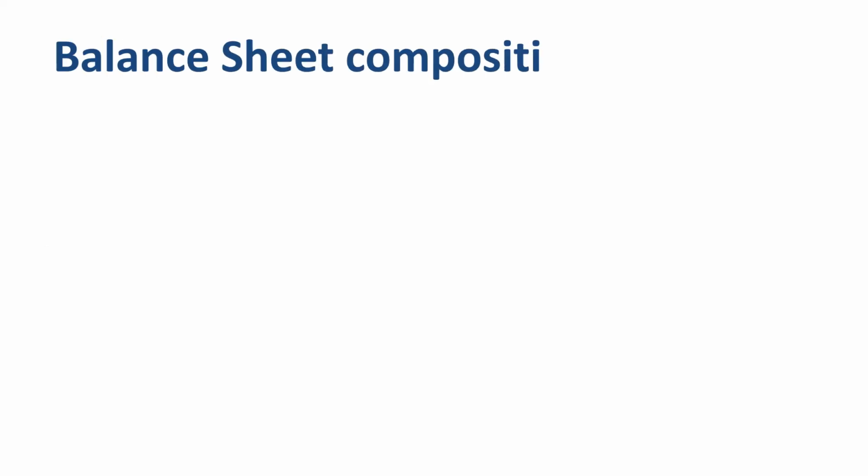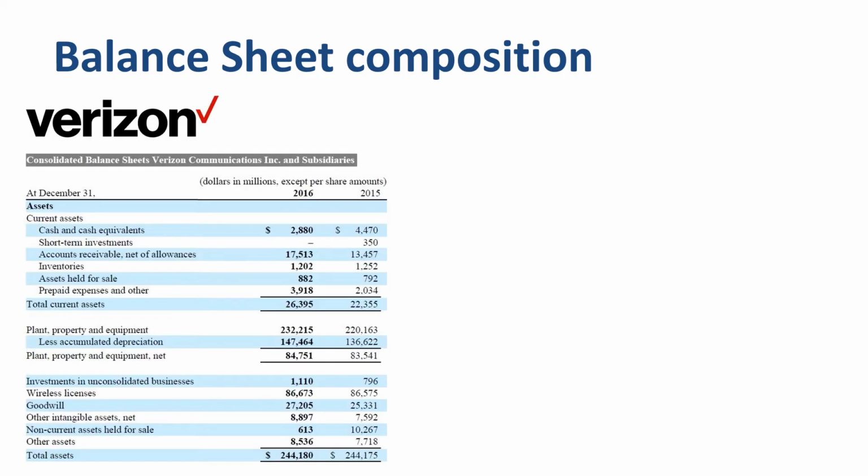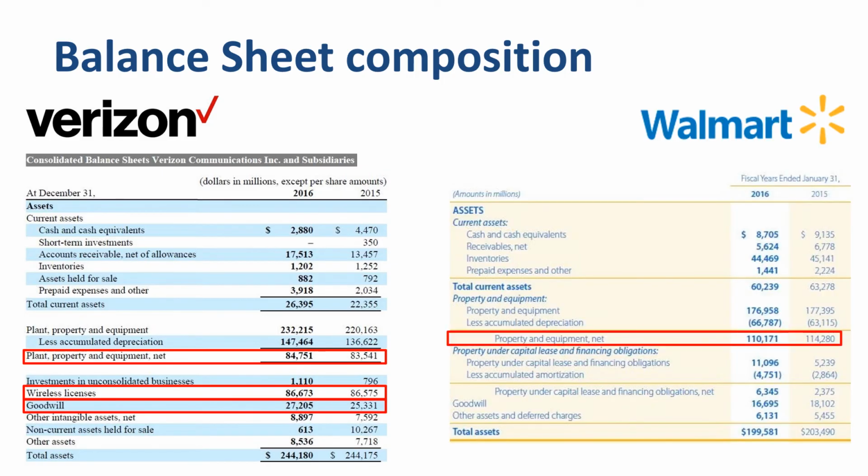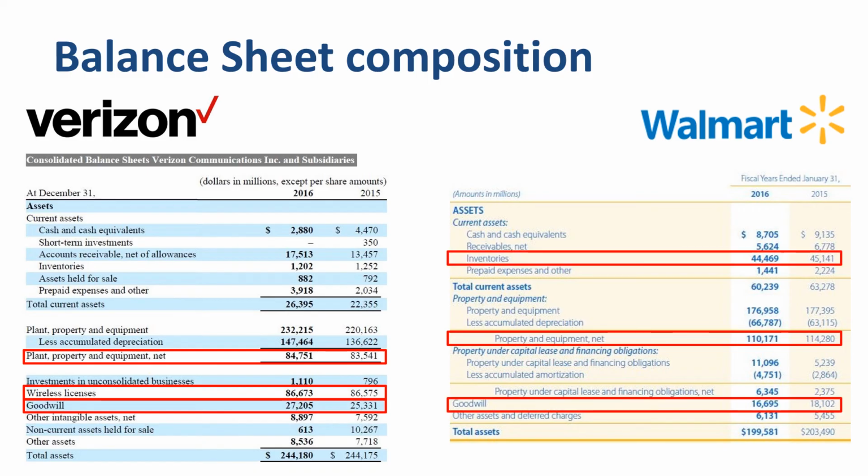My third suggestion for more analysis on ROA: dive into the denominator of assets and see what's in there. For Verizon, what are the top 3 assets on the balance sheet by size? Wireless licenses, $86.7 billion, which is 36% of the balance sheet total. Plant, property and equipment of $84.8 billion. Goodwill of $27.2 billion. For Walmart, property and equipment is the biggest asset category at $110.2 billion, then inventories at $44.5 billion and goodwill at $16.7 billion.